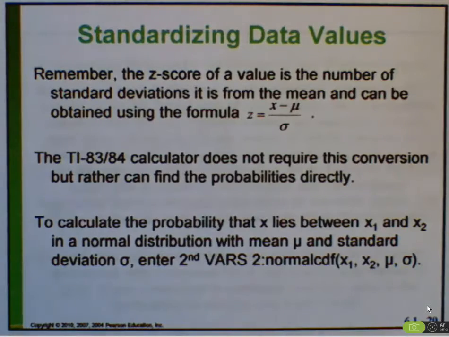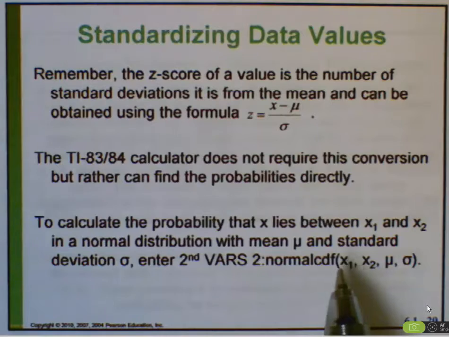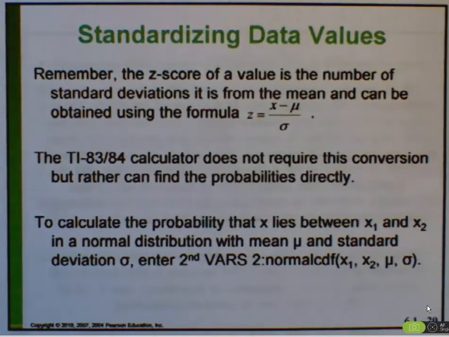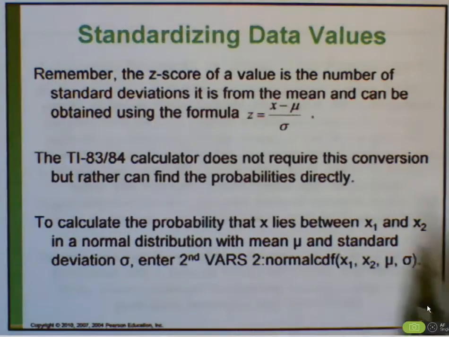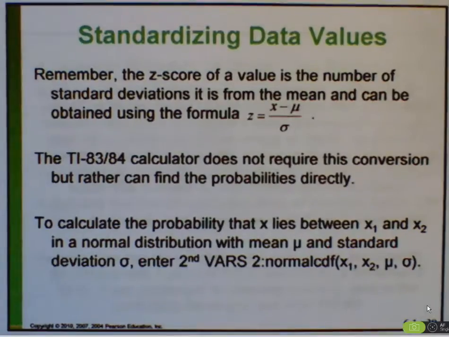In 6.2, when we wanted to find the probability that a value lies between some left boundary and right boundary that we were given, we used normal CDF and we just entered the left boundary and the right boundary. When we have a non-standard normal distribution, though, we also need to tell the calculator the mean and the standard deviation of our population. So we end up with 4 arguments inside that parentheses instead of just 2.